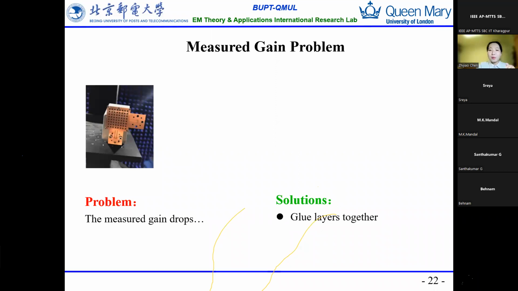There comes another, bigger problem, because the shape of the radiation pattern is not directional anymore. It has become a flat top. At the beginning the measured gain dropped, but the radiation pattern was very good, so we think there must be something else that is a problem. Then someone suggested I do the gilding.